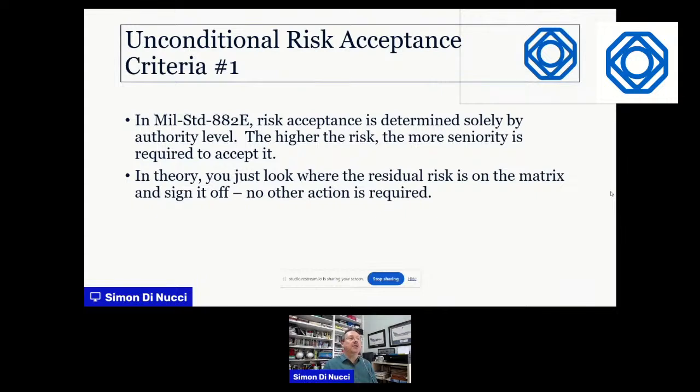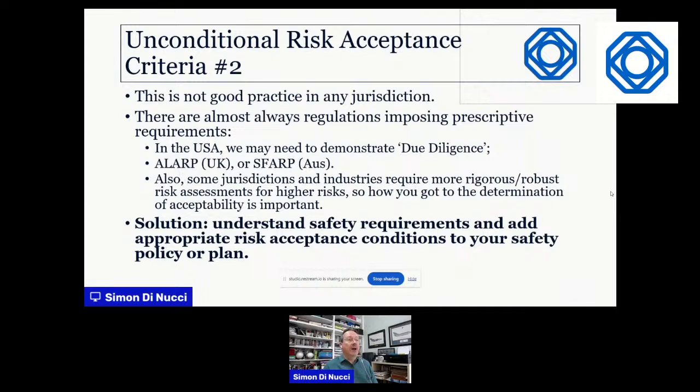Next, we've got some unconditional risk acceptance. The MIL standard, nothing to do with the matrix really, just says you can accept any level of risk, providing you've got somebody senior enough to do so, and you define who is senior enough in your safety plan. So in theory, you can just cook up anything you like, and somebody can accept any level of risk. In theory, you just look at where the residual risk is on the matrix and sign it off. Bang, done. That's bad, because in any jurisdiction that I'm aware of, that's not good practice, and it may be illegal.